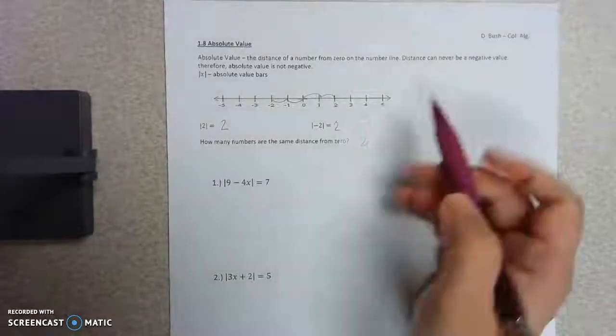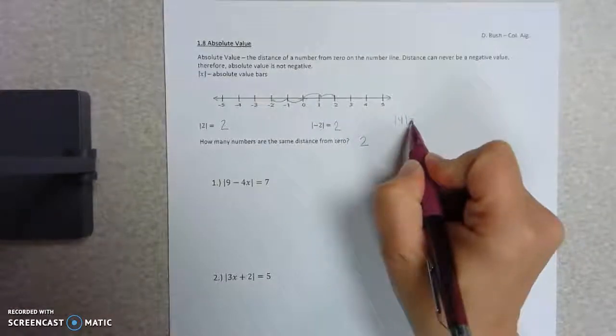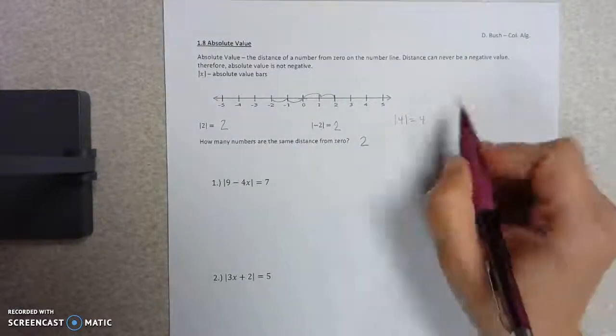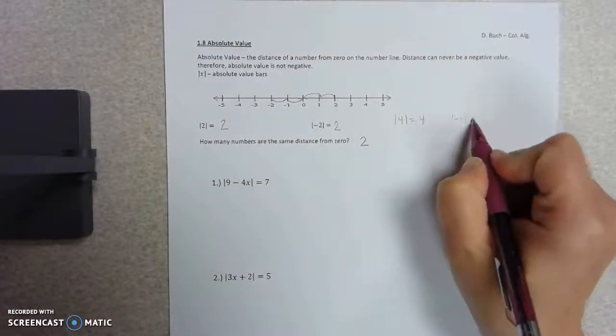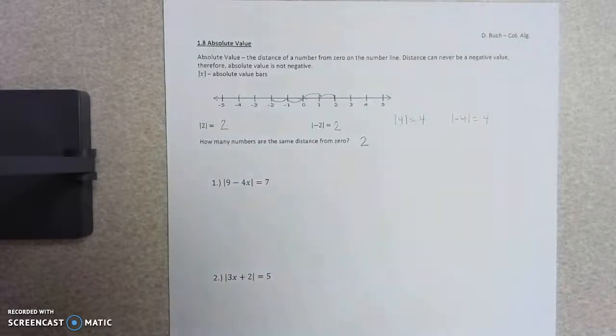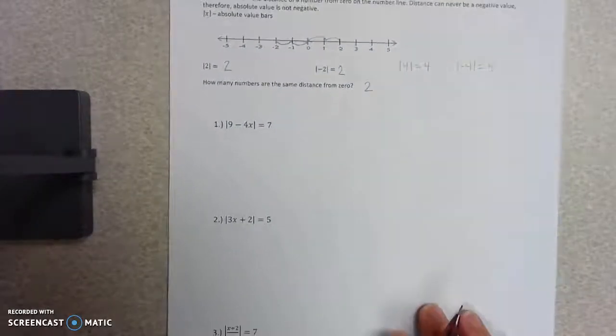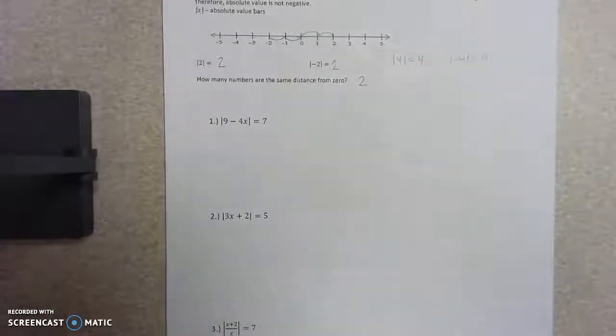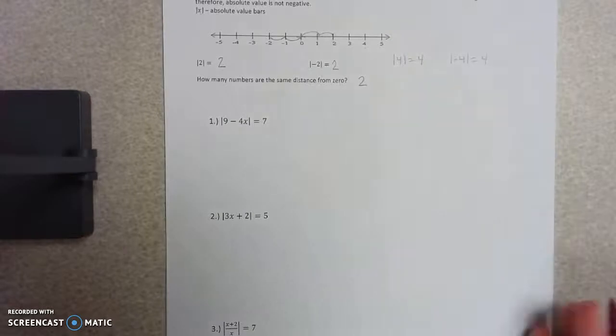If I picked 4, the absolute value of 4 is a distance of 4 from 0, and negative 4 is a distance of 4 from 0. So when you're solving absolute value equations, you have to consider that there are two values that are the same distance, and therefore you're going to have to solve the equation twice.